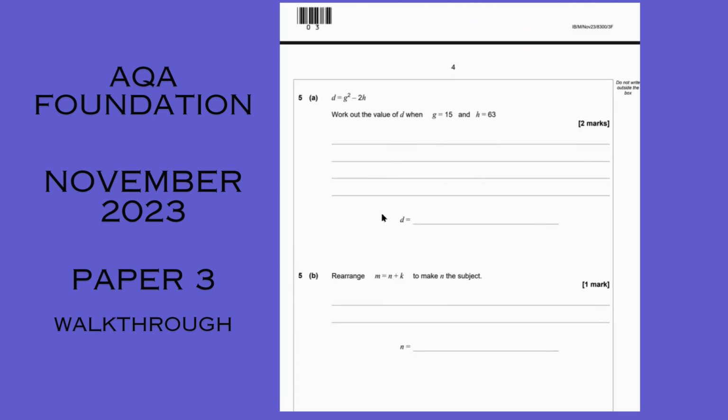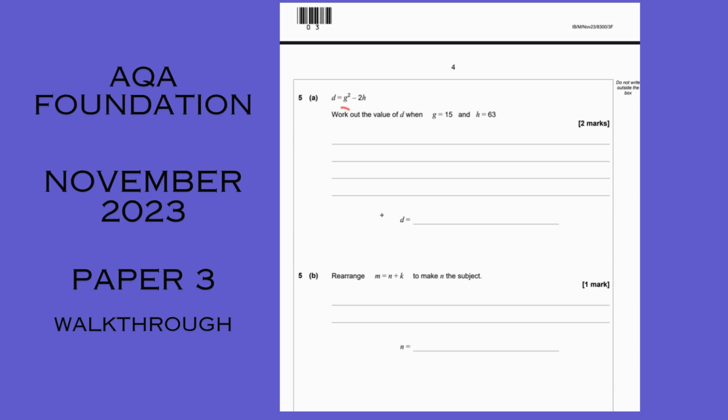Question 5A. Whenever you're doing substitution, be careful with negatives, not a problem here. And if you're going to put it into your calculator, it will do the work for you. You might occasionally need to put some brackets in. And if you're not going to use a calculator, do make sure to follow BIDMAS.